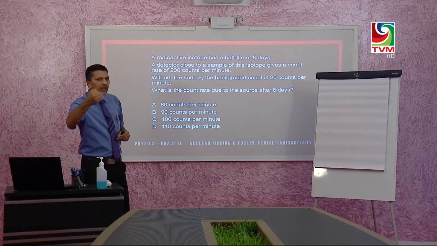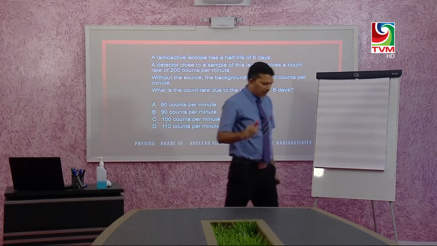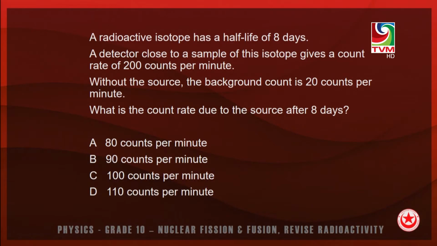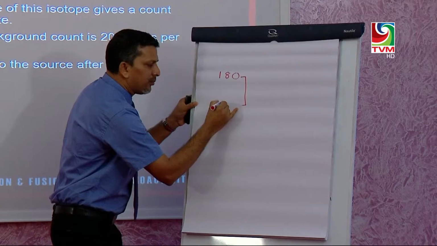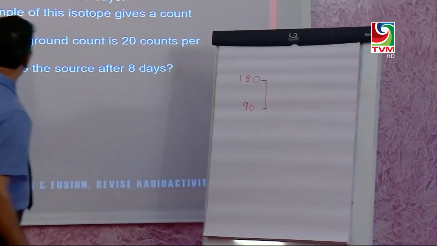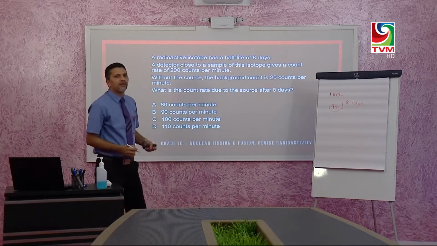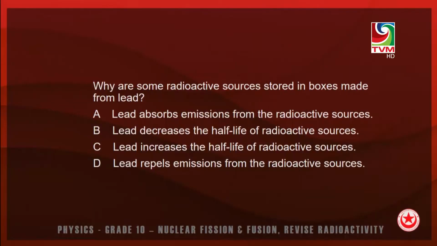So only the source is decaying. Remember that point. Here we have to start by checking what the count rate is for the source alone. Here background is 20 and total count rate is 200. So the count rate of the source is 200 minus 20, that means 180. This point you have to remember, then only we can get the answer. Okay, so the count rate due to the source in the beginning is 180, and after one half-life, it will be half of this, 90. Half-life is given here as 8 days. So after 8 days, how many counts from the source? 90. So we got the answer. What is the count rate due to the source after 8 days? Answer is 90. Next question.